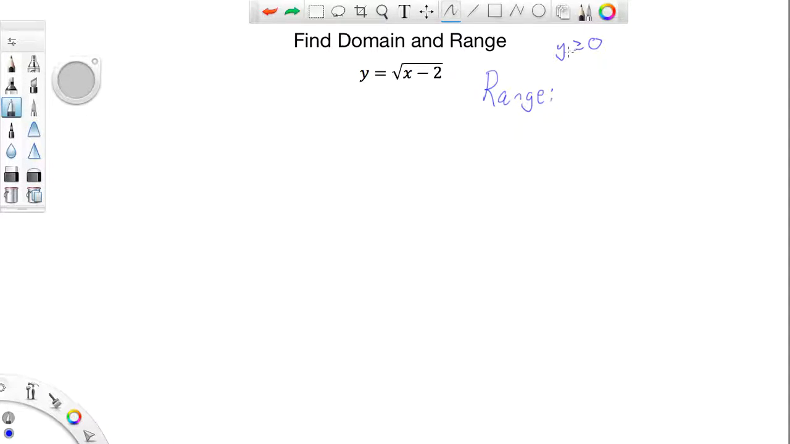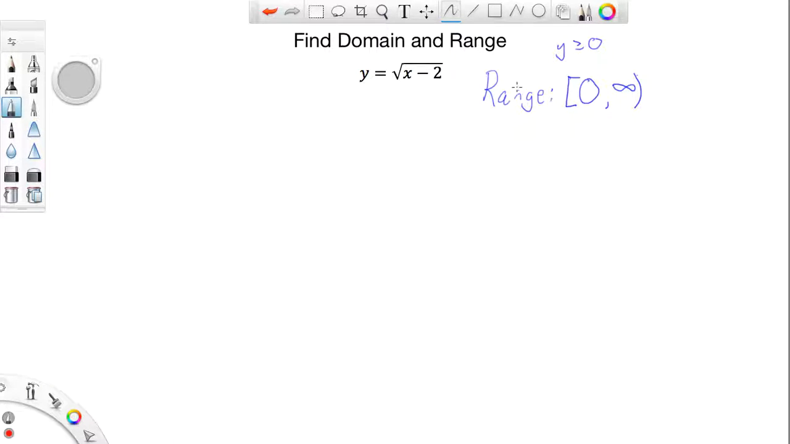So that means that range must be y is greater than or equal to 0. We're going to use interval notation. So because y could be 0, we're going to start with a bracket and a 0, and this is going to continue on to positive infinity with the parenthesis. That is our range.